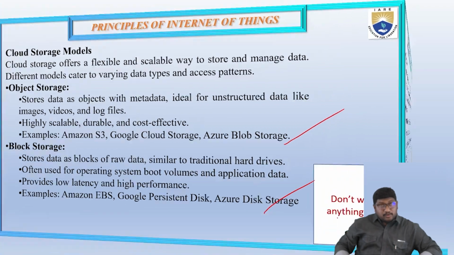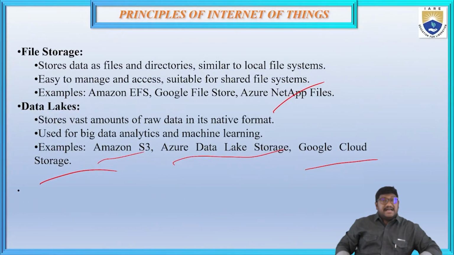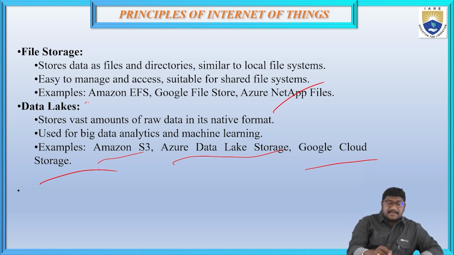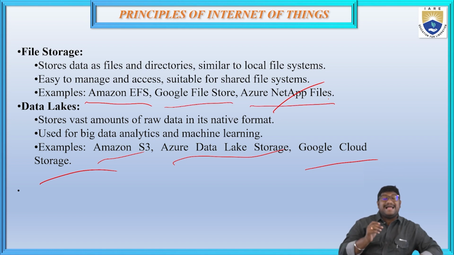And when we move to the next storage, which is file storage, here the data is stored in the form of files and directories, and it is a little bit similar to local file systems. It is very easy to manage and access shared file structures. The best examples are Amazon EFS, Google Filestore, Azure NetApp Files.